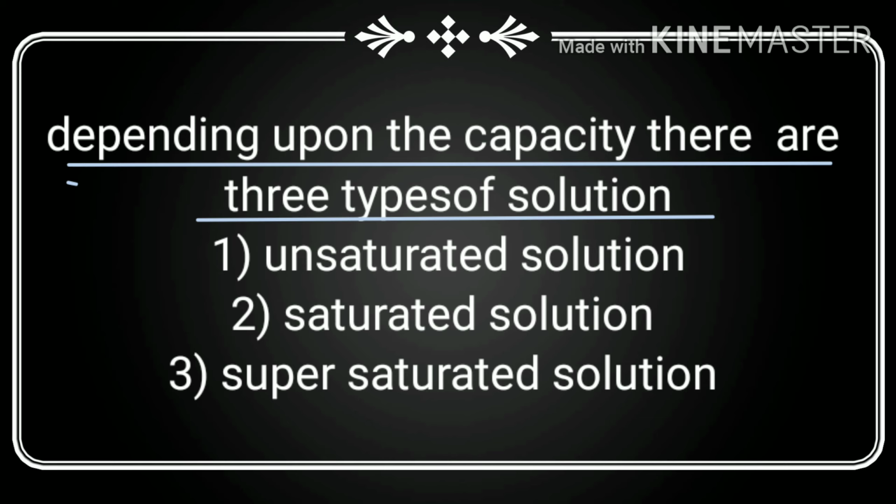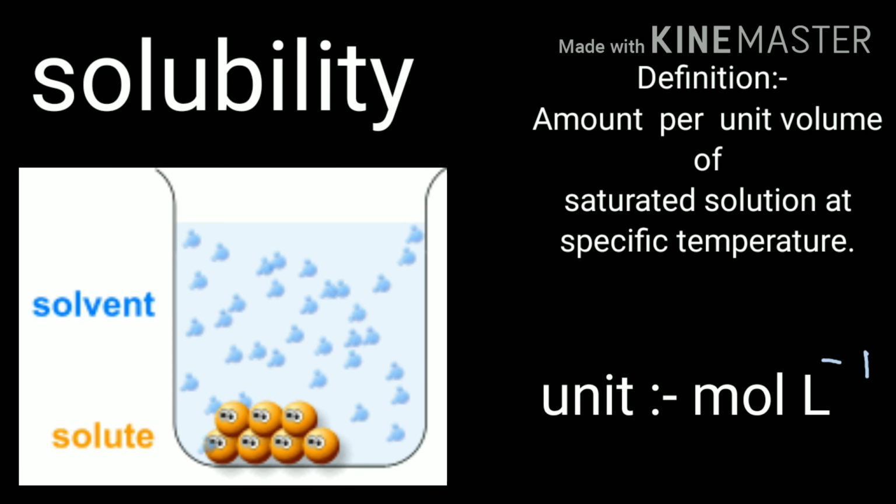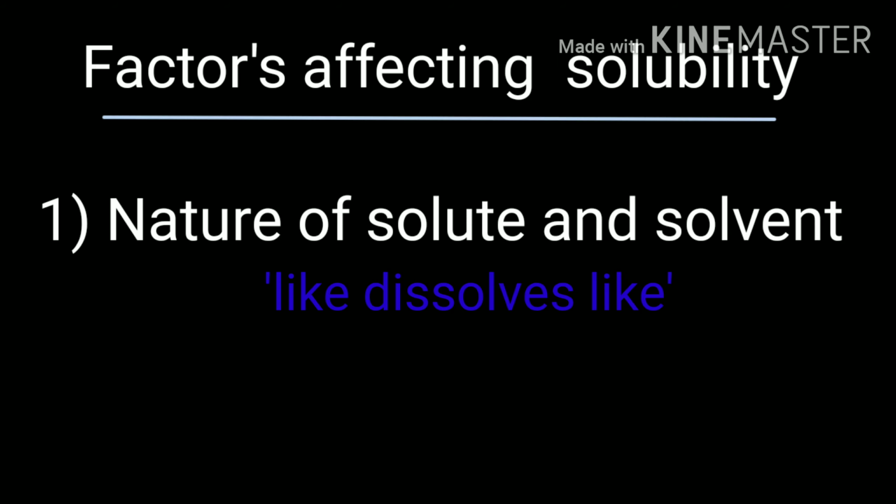So the amount of solute is going to be very high when you compare it with the solvent. Now we move on to the next concept, that is solubility. The definition for solubility is amount per unit volume of saturated solution at a specific temperature. And this solubility is measured in terms of concentration unit, that is mol L^-1, or you can say mol L inverse. Now we are going to study the factors affecting solubility.